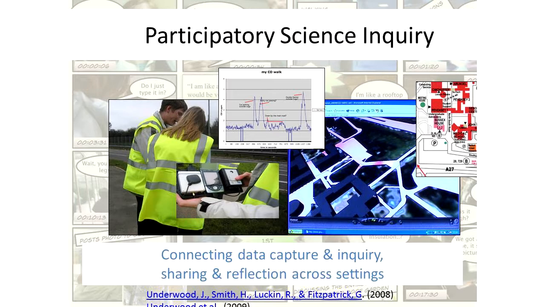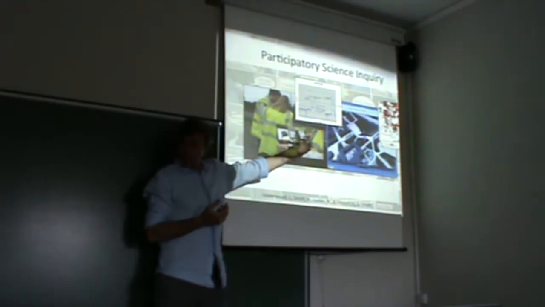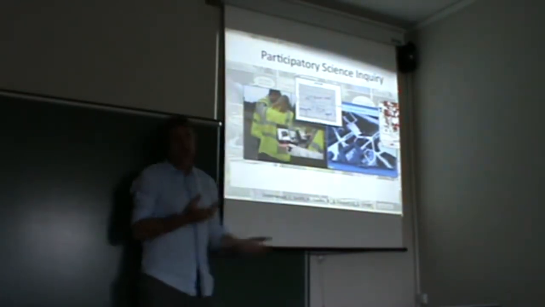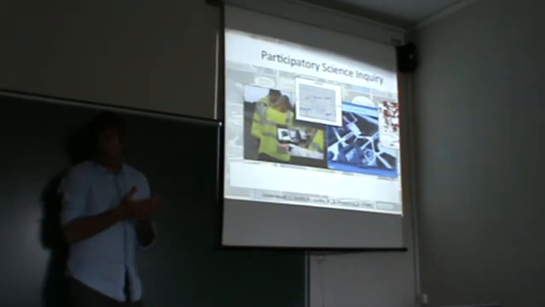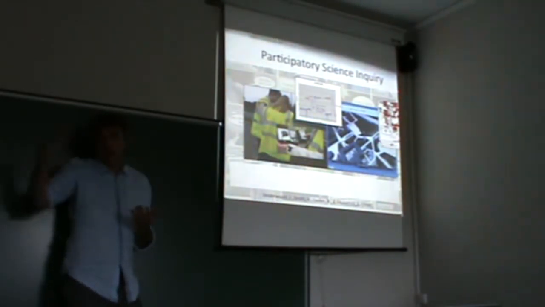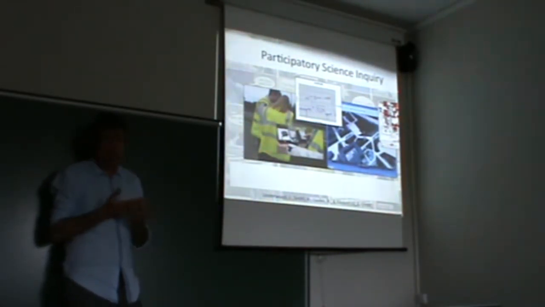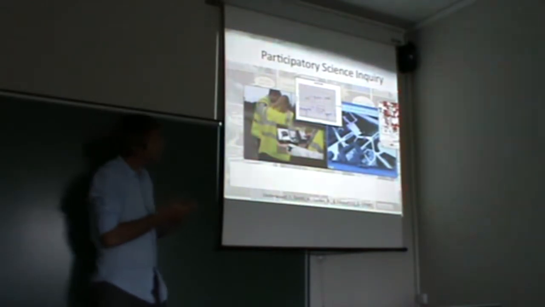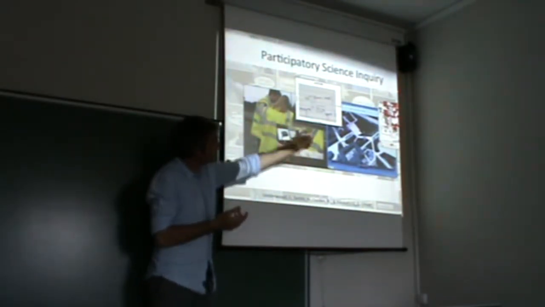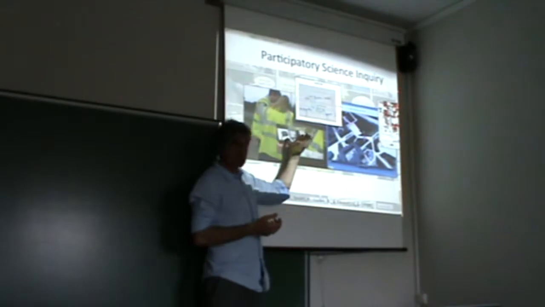Basically, we were giving kids small mobile computers, and the mobile phones weren't capable of doing that sort of stuff, a carbon monoxide sensor and a GPS sensor, the size of that thing, and they were making a hypothesis about where pollution would be worse on the campus, where we were at the University of Sussex at the time, and going out and measuring carbon monoxide levels, capturing that data on here.